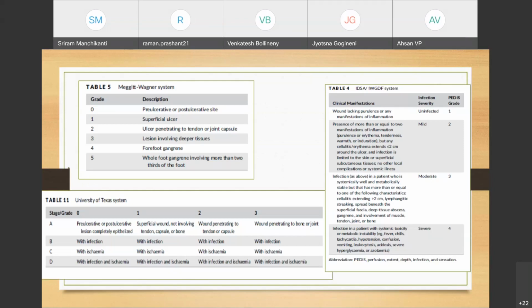So based on the IDSA system, severe is when there are systemic factors or signs of SIRS, and grade 3 is usually when there is a cellulitis extending greater than 2 centimeters, or lymphangitis, or a localized cellulitis with gangrene. Grade 2 is usually considered a mild infection, where the wound is lacking.